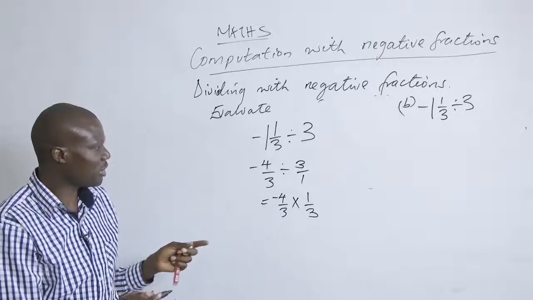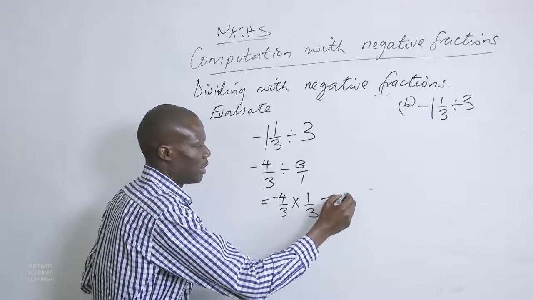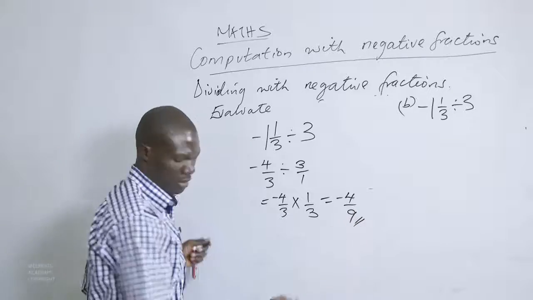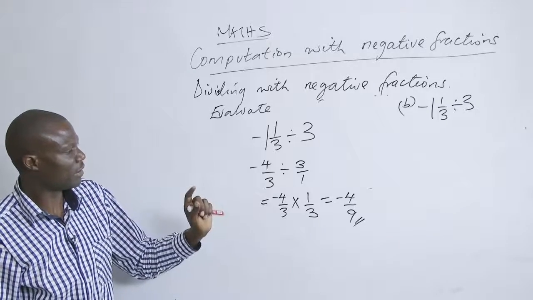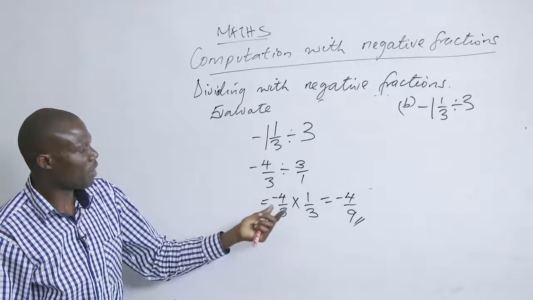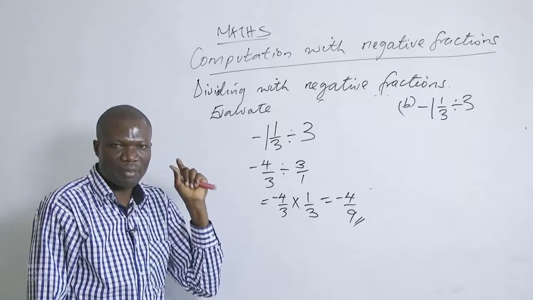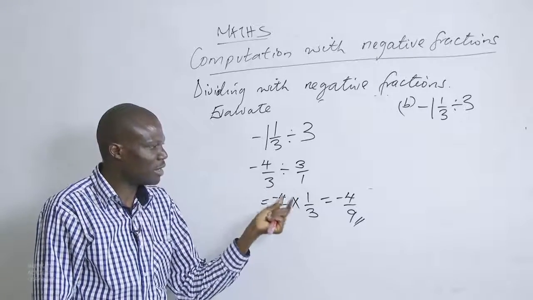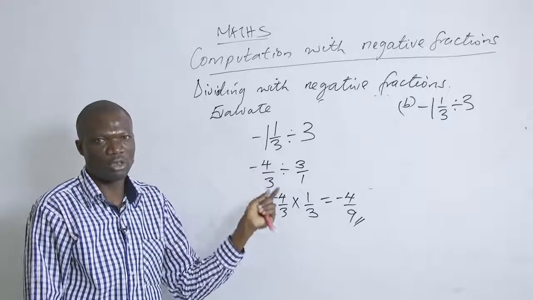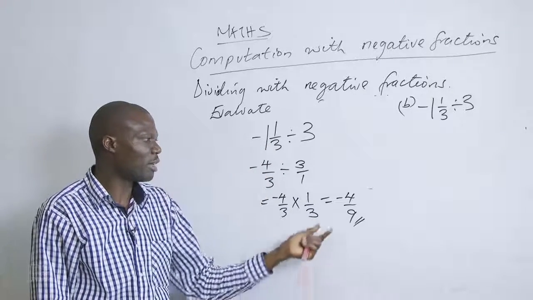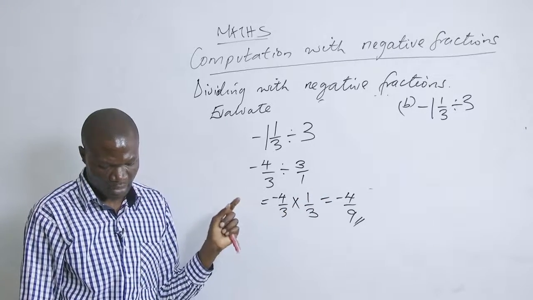A third is simply the reciprocal of 3. Simplify where possible, but if it's not there, we move ahead. This one will give us minus 4/9. So on reaching here, we have been able to apply the knowledge of the division by a whole number. The reciprocal part has come in, and we have also observed that the quotient of 2 unlike signs should always be negative, and that's how we arrive at our answer of minus 4/9.